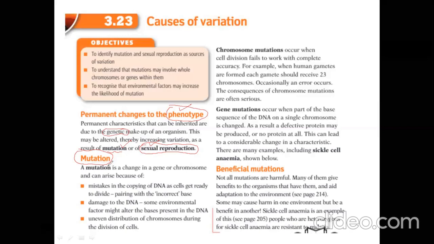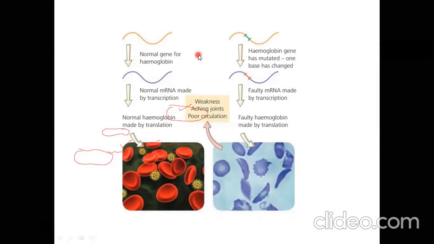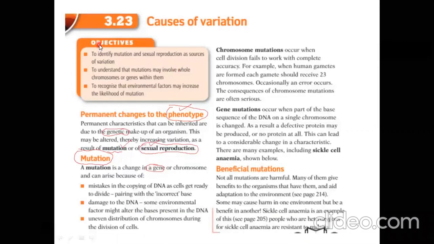So the first one is mutation. Mutation is the change in gene or chromosome. We have two types of mutation. Be with me. The first one is change in gene. Is it okay? Change in gene, this is the first one. And the second one we have is change in chromosome, change in the number of chromosomes.